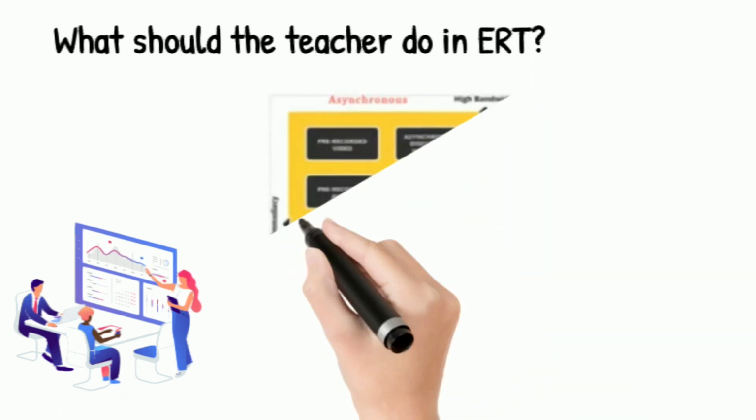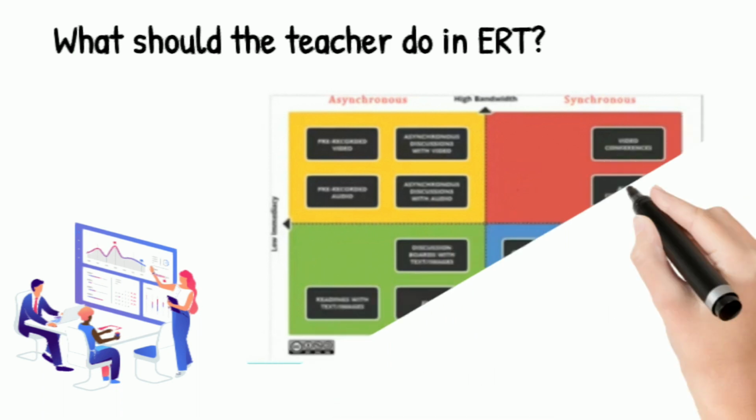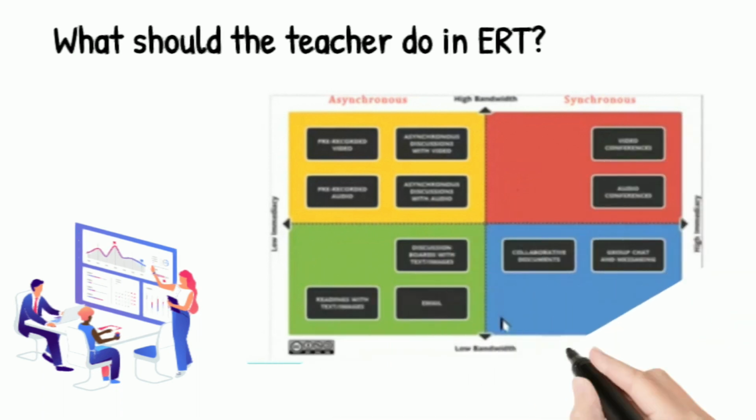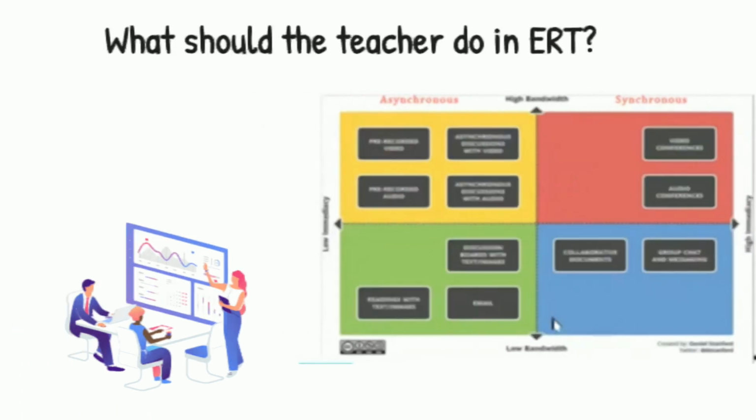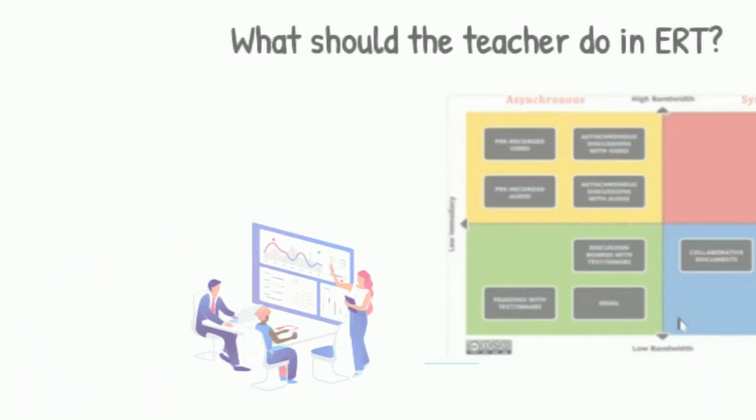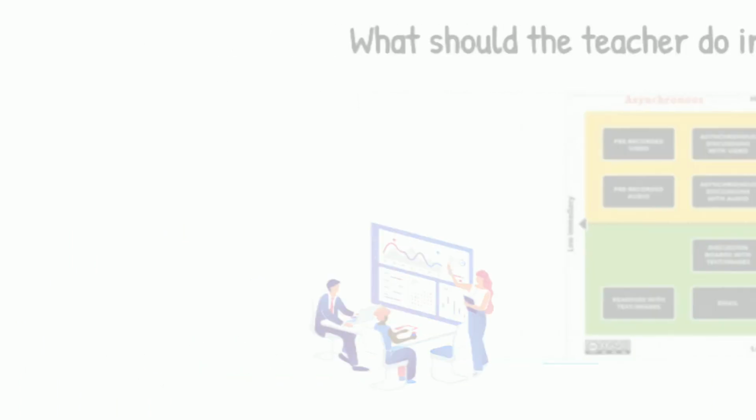Usually, asynchronous learning uses high bandwidth, such as pre-recorded video, audio, and discussion with video and audio. Djati said low bandwidth tools are better to apply in ERT than high bandwidth tools because a teacher has to consider the capability of the students. We can choose low bandwidth tools such as group chat and video conference.